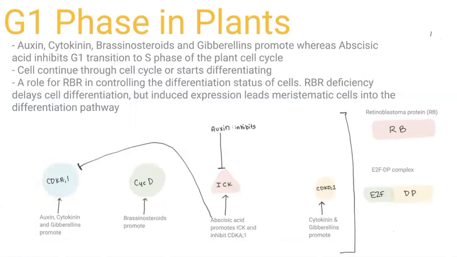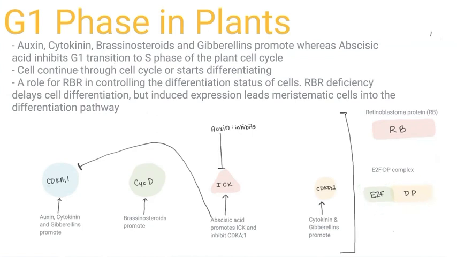We have CDKA in blue, and these are the hormones that help induce or promote that type of CDK, as well as cyclin D. We have an ICK, which works as an inhibitor of the transition from G1 phase to S phase. This inhibitor is induced by ABA and inhibited by auxin. All these work in tandem to help transitions through the cell cycle. We also have CDKD, which plays a key role in G1 to S phase, as well as an E2F-DP complex shown here, and I will mention that again in the next slide.